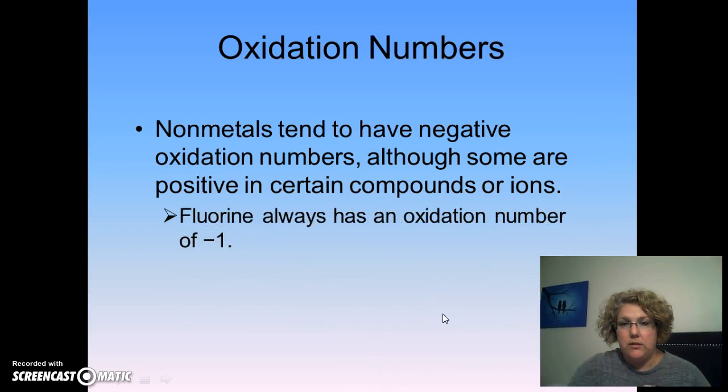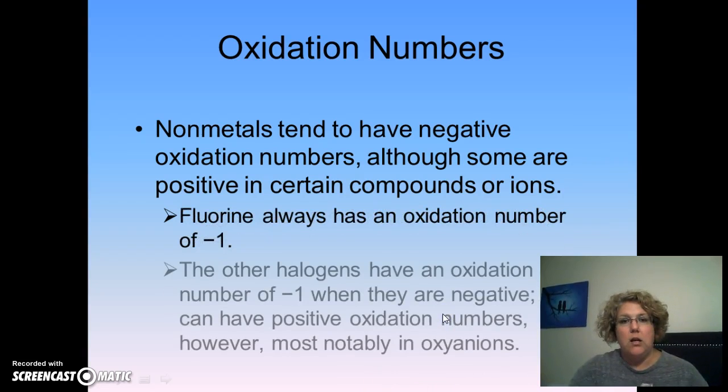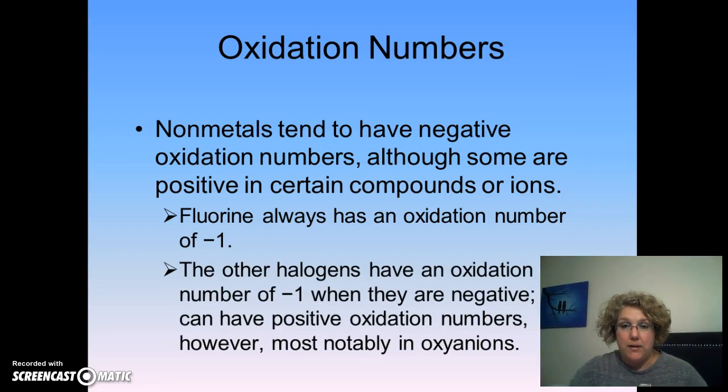All right, fluorine's always going to be -1. The other halogens tend to be -1, just like they were when you learned to write formulas. But they can do weird things and have even a positive oxidation number when they're in oxyanions, meaning polyatomic ions with oxygen in them, like sulfate or nitrate.